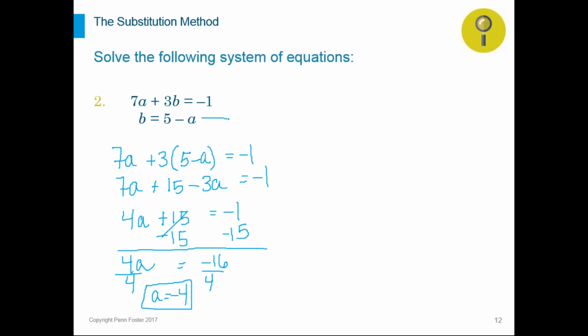I'm going to choose the simplest of the two equations. You can go with the harder one, you can, but just be careful and do it correctly. So since a is negative 4, and they are saying b equals 5 minus a, so 5 minus negative 4, then b equals 5 plus 4, or b equals 9. And this is the final answer. b is 9 and a is negative 4.